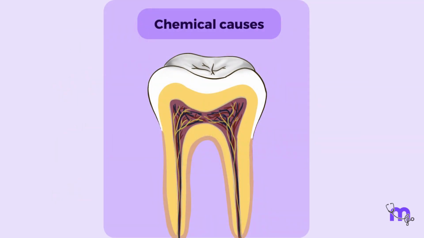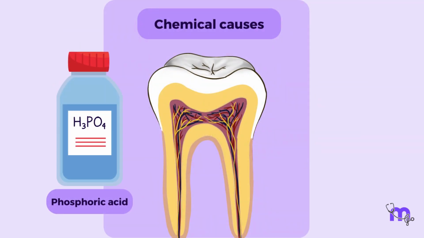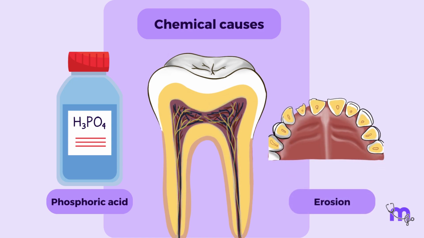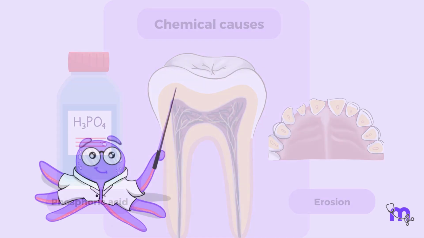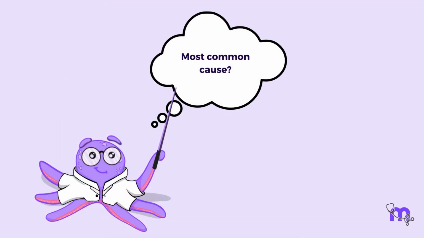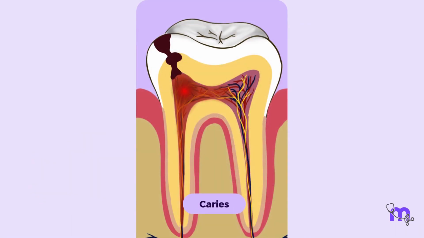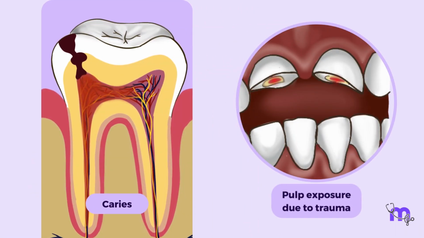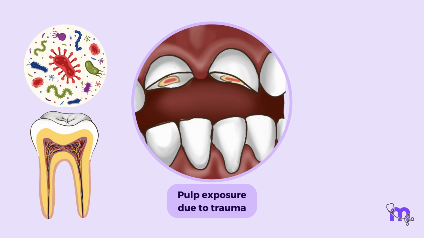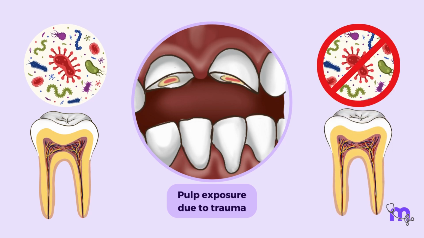Although not commonly seen, chemicals such as phosphoric acids used during restorations or wasting diseases such as erosion can also cause a diseased pulp. Therefore, what is the most common and well-researched cause of pulpal disease? Yes, it is the bacterial cause. Toxins associated with caries or direct invasion of pulp from trauma can lead to pulpal pathology. The presence or absence of bacterial irritation is the determining factor in pulp survival once the pulp has been mechanically exposed.